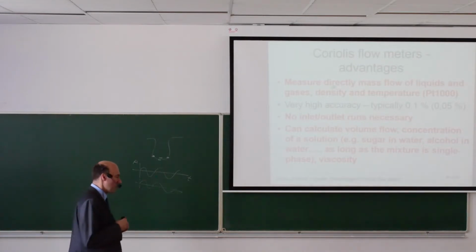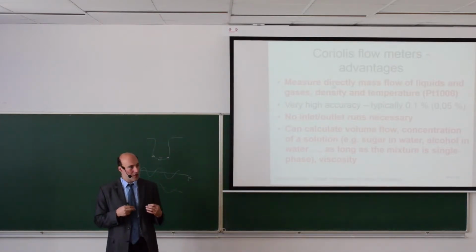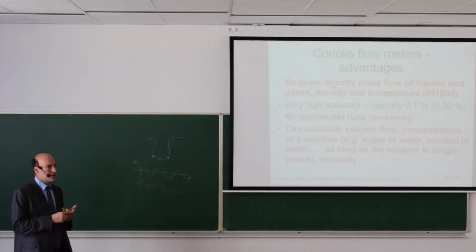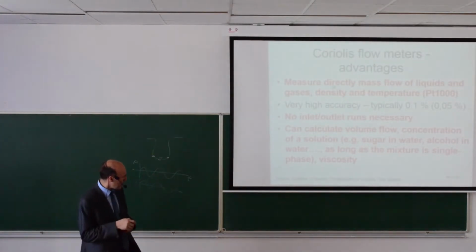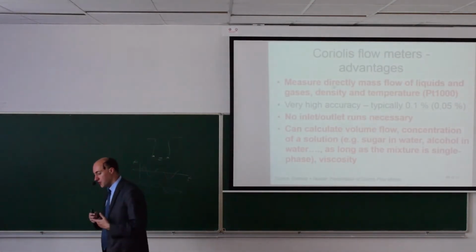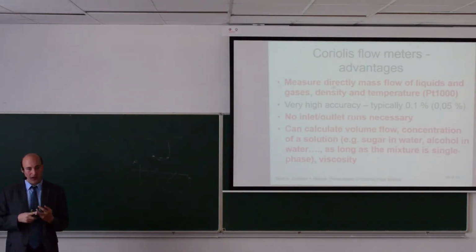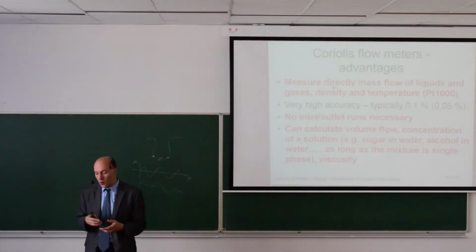We have seen that this is a problem typically for the orifice plate, and the other sensors were progressively decreasing this necessary distance. So for the Coriolis flow meter, the necessary distance is 0. You don't need any inlet and outlet straight sections. And it can independently calculate the properties of the liquid, such as flow. If you know density, then for a single phase solution, you can calculate what is the concentration. For example, if it's a mixture of sugar in water, alcohol in water, and so forth.